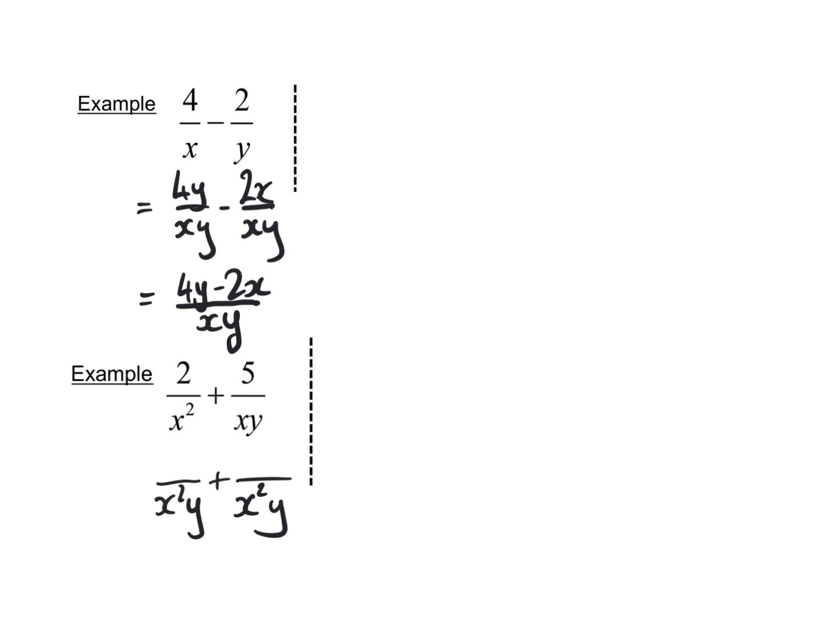Now, again, ask yourself the same questions. What do you multiply x squared by to get x squared times y? Well, you've had to multiply it by this y. So multiply the top by y as well. So it becomes 2y. What do you multiply xy here by to make x squared y?